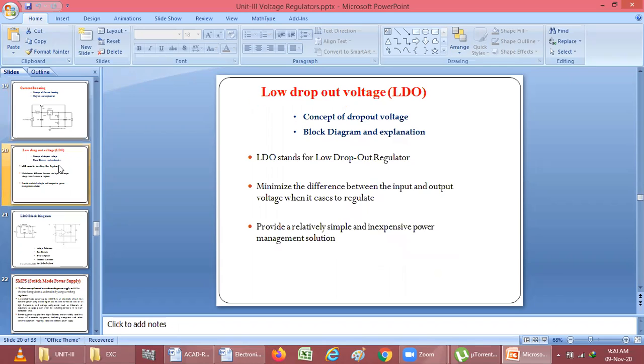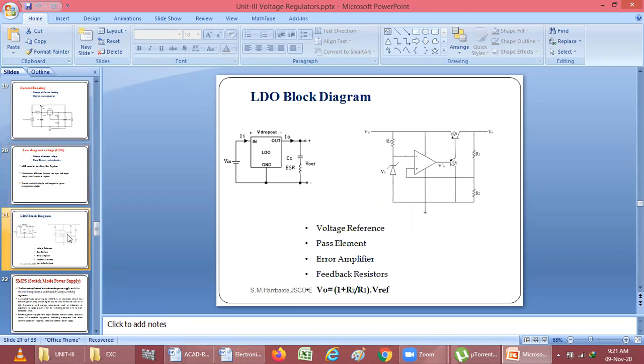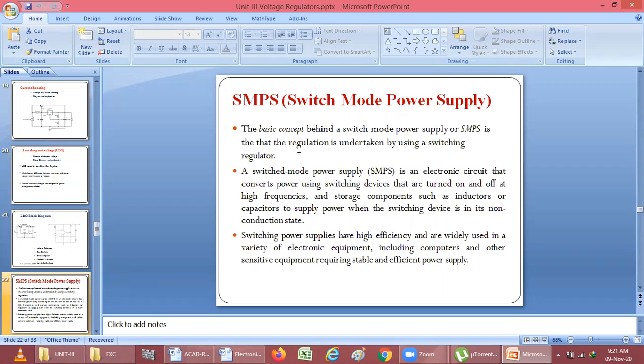So here you can see low drop output voltage is nothing but it will minimize the difference between input and output voltage, which we can use to regulate the input DC voltage at the output. So by using the LDO, we will get an inexpensive power management solution. It means by using the LDO, we can regulate the output DC voltage by minimizing the difference between input and output. This is the circuit diagram for the LDO. SMPS is nothing but a switch mode power supply. It means what?